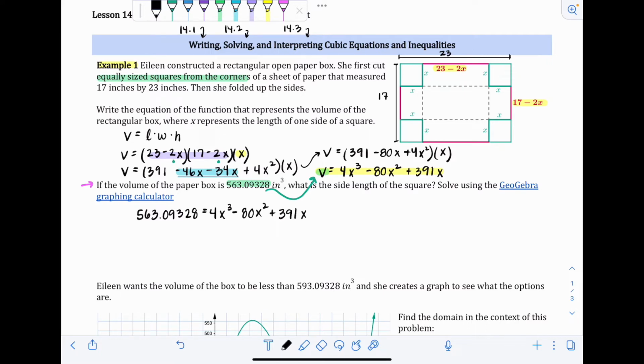So when we're solving cubic functions, sometimes you can factor. This is not one of those times, but if you had something that you could factor by grouping, you could technically solve by factoring. This is not the case here, so we're going to use a GeoGebra graphing calculator to solve.